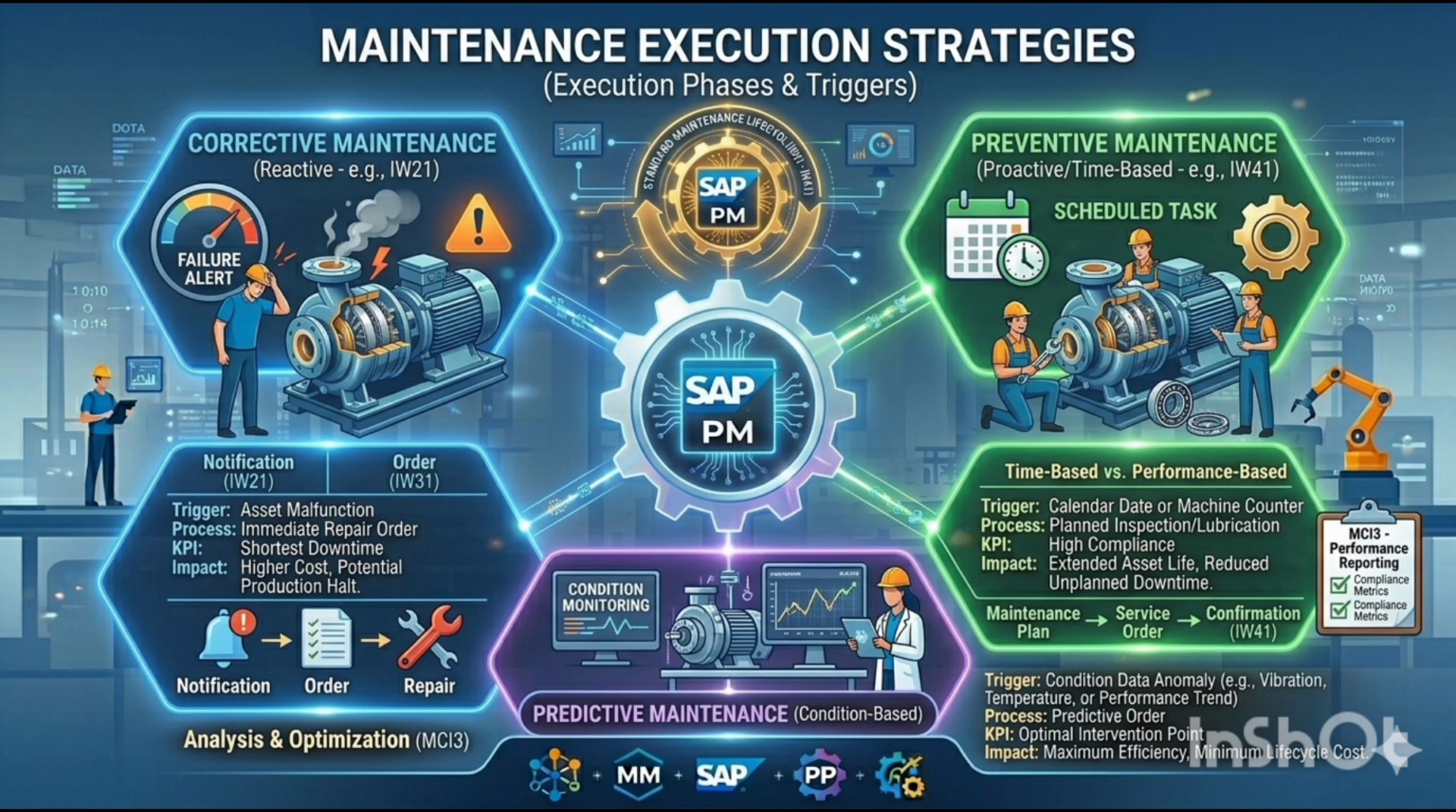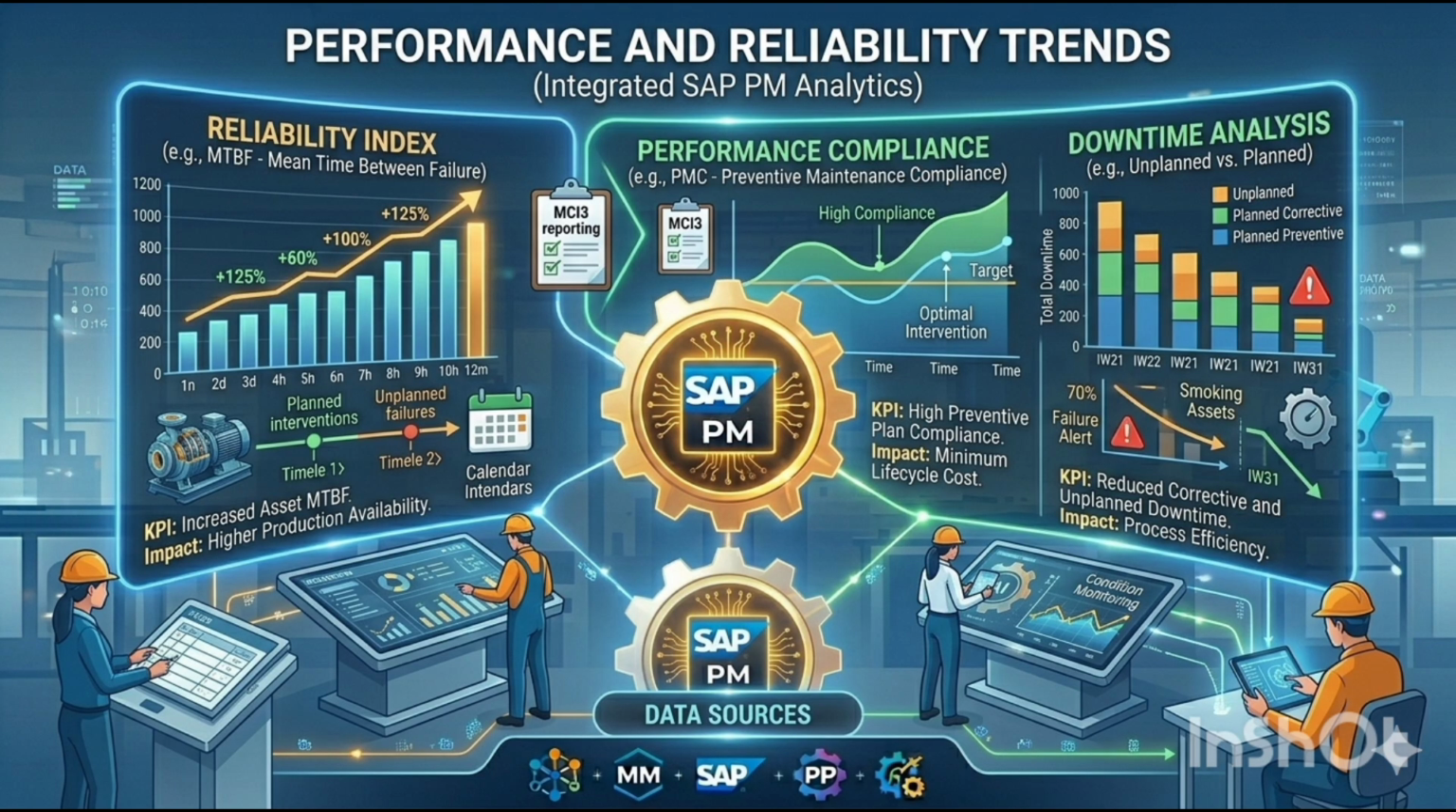All three strategies feed into MCI3 performance reporting, which tracks compliance and performance metrics. This allows management to balance the cost of preventive measures against the risks of reactive repairs. Implementing a mix of these strategies helps plants move away from expensive firefighting, toward a more controlled, data driven maintenance culture that prioritizes critical assets while optimizing the maintenance budget.